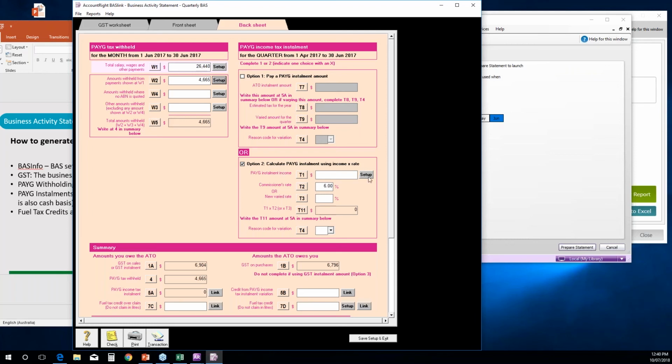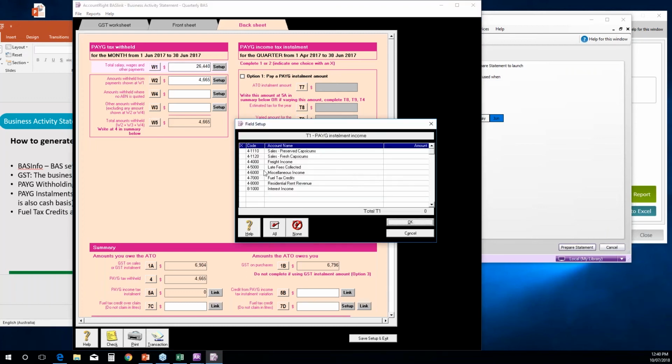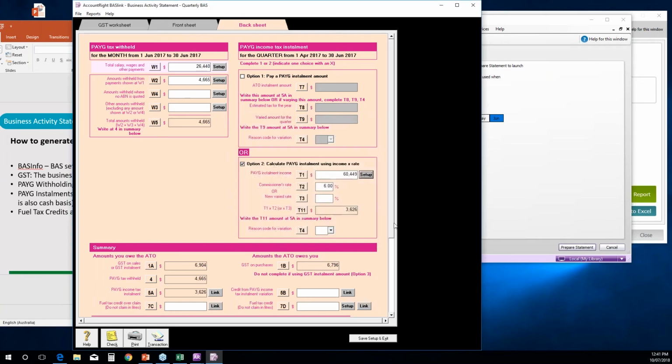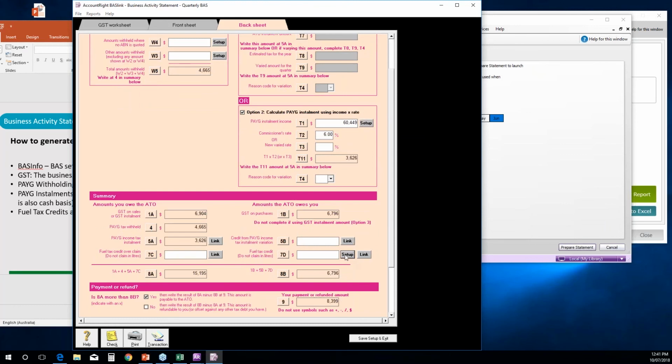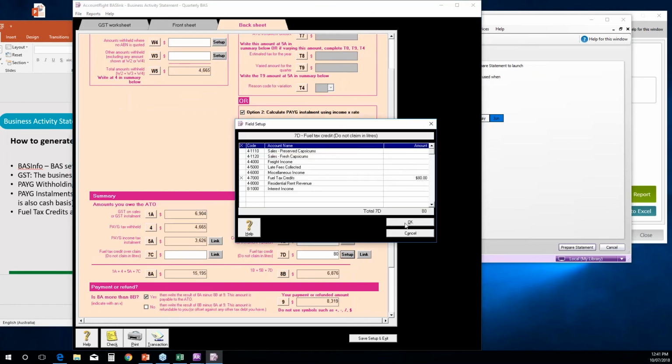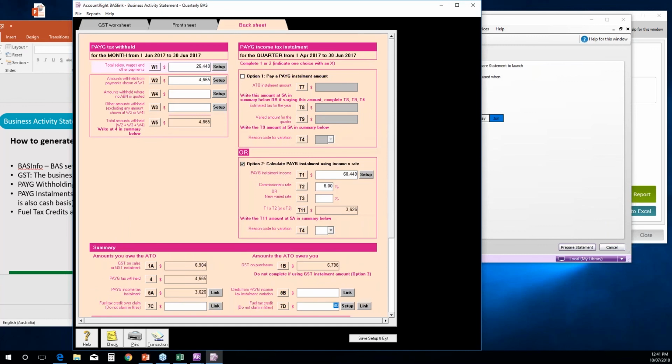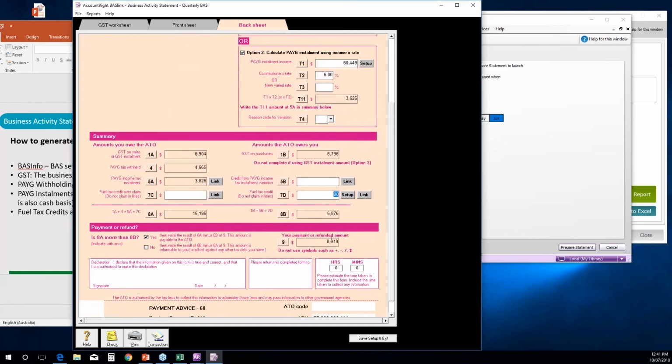For the pay-as-you-go instalment option 2, my rate is 6%, but your rate is different. You must refer to the assessment. And simply all of them you tick. Make sure we have a fuel tax credit here as well, right? And lastly, fuel tax credit 7D, fuel tax credit. Okay, that's it, right? So this will be my business activity statement payable amount.